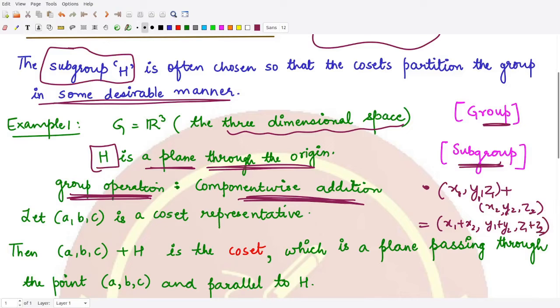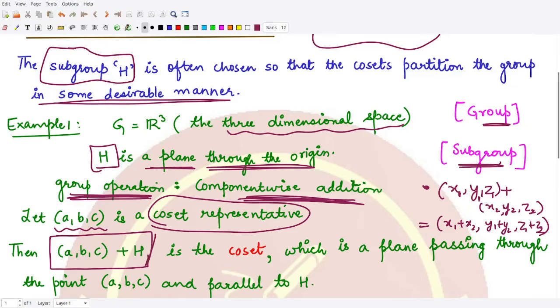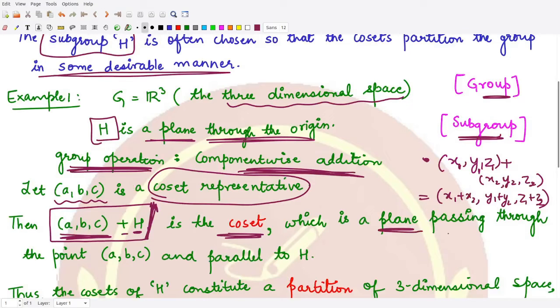Now we take some point (a, b, c) and we call this the coset representative. For this coset representative, we can define a coset, because here the operation is component-wise addition. So the form of our coset is the point plus the given subgroup. What does this coset represent? It represents a plane which passes through this point (a, b, c) and is parallel to the given plane of subgroup H.